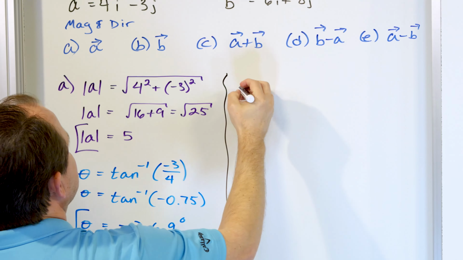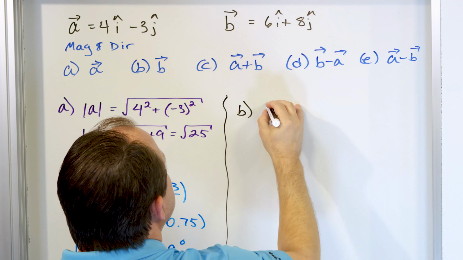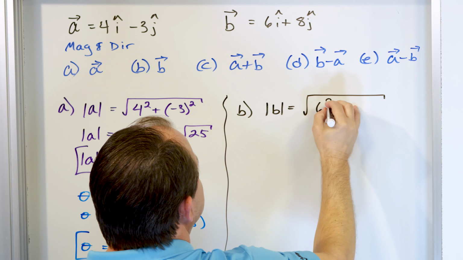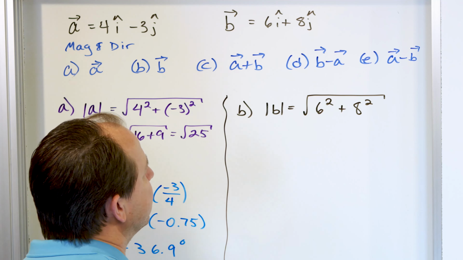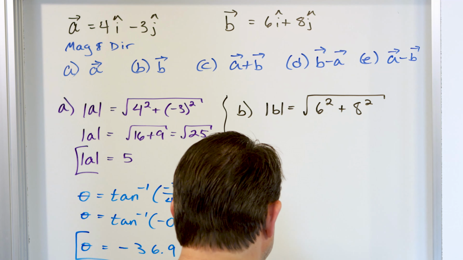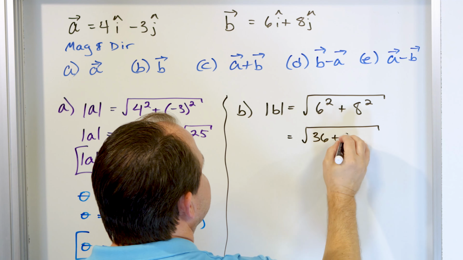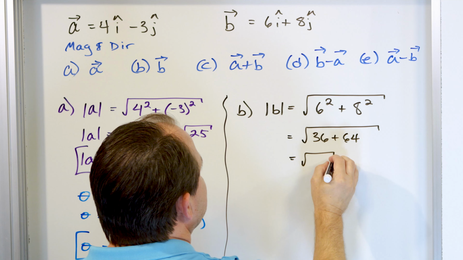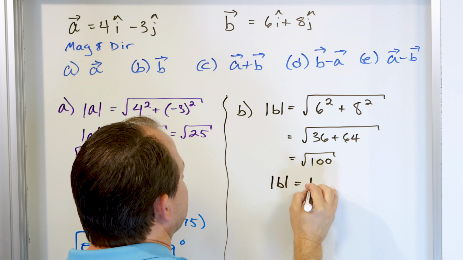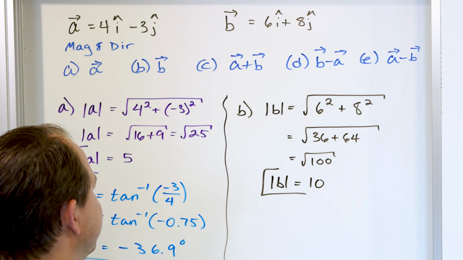All right, moving right along. That was part A. Let's check out part B. Now we have to find the magnitude and direction of vector B, which is what we have here. The magnitude of vector B is equal to the square root of the components squared: 6 squared plus 8 squared. 6 times 6 is 36, so we have the square root of 36 plus 64, which is the square root of 100. When you take the square root of 100, you get a magnitude of vector B of 10. So this is one of the parts of the answer: the magnitude of vector B, the length of it, is equal to 10.